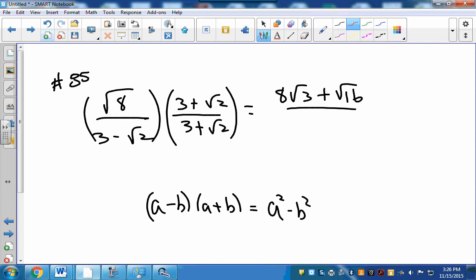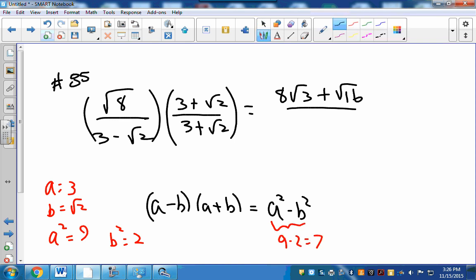For this problem, the a is 3, the b is root 2, the a squared is 9, and the b squared is 2. So a squared minus b squared is 9 minus 2, which is 7. And that's what goes right here. One last thing we should note, the square root of 16 is the number 4. So I'll probably write this as 4 plus 8 root 3's over 7. And that would be the best way to do that.